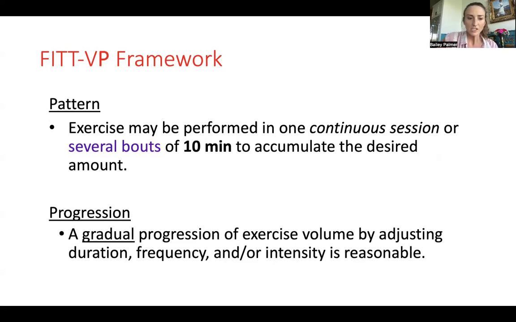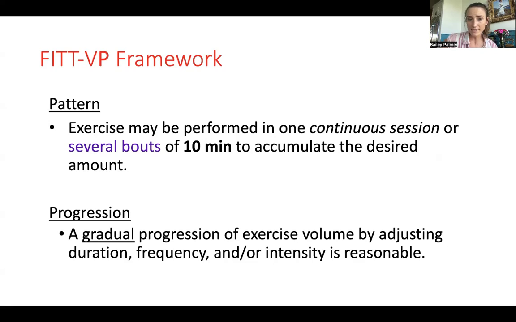Next is progression. So a gradual progression is necessary in order to prevent injury and reduce overtraining. And so we want to slowly increase our total exercise volume. And we can do this by increasing the duration, so the time. Instead of a 20-minute run, we're going to do a 25-minute run. We can also increase the frequency. And so instead of 3 days a week, I could increase that to 4 days a week of running, not lifting weights, because that's anaerobic. So this is just aerobic. So 4 days a week of running and cycling and walking, and increase that to 5 days a week later.